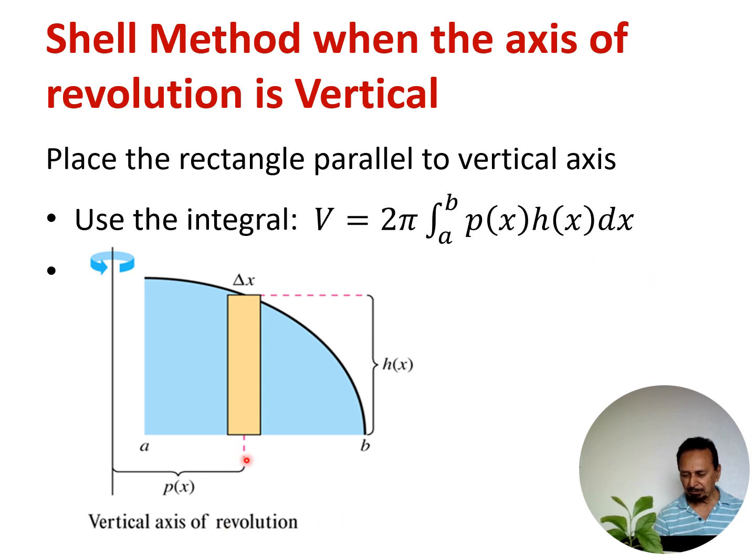What is p of x? P of x is the distance of the rectangle from the axis of revolution, and this should be x because it varies. It depends on where you place the rectangle. So p of x is always x when you place the rectangle parallel to the axis of revolution. And h of x is the height of the rectangle, which is equal to y and depends on the equation of the upper boundary.